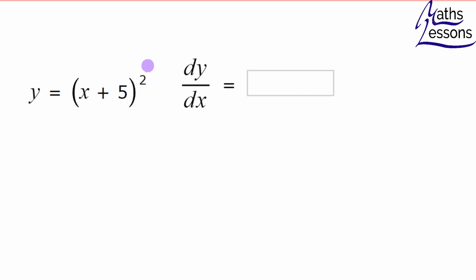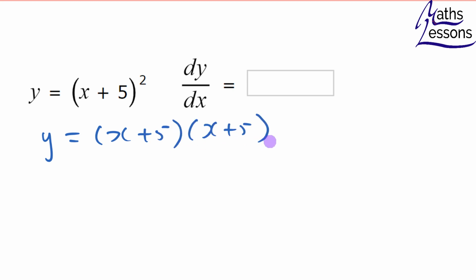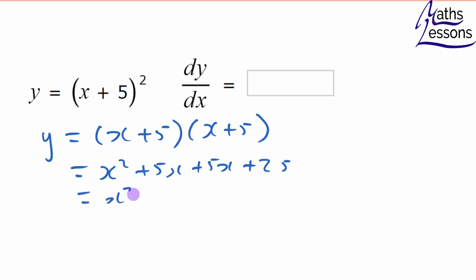Now before we can do this, we must multiply out the brackets. And don't forget that this is x plus 5 times x plus 5. X times x is x squared. X times 5 is 5x. 5 times x is 5x, and then 5 times 5 is 25. You should always get 4 terms, which you're going to combine to get this. And now we're ready to differentiate.